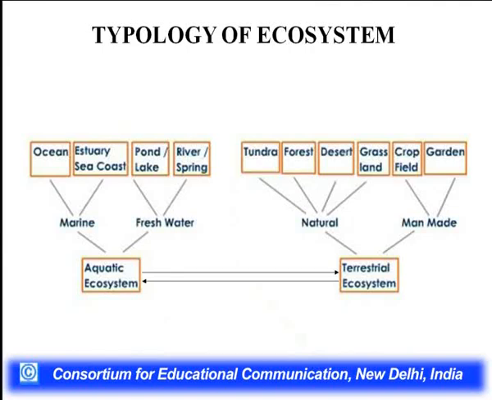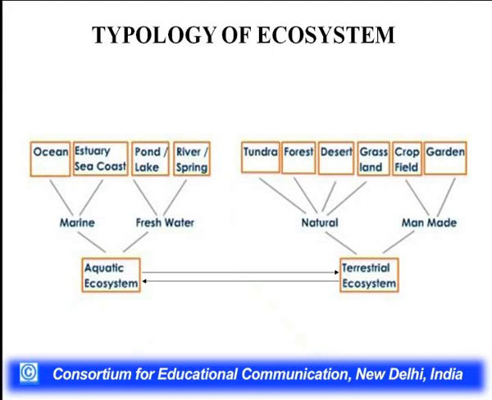Now, typology of ecosystem, how we can elaborate a little bit on this. First, I would like to take the aquatic ecosystem. We can divide it into two categories, marine and freshwater. Again, marine like an ocean, an estuary and the sea coast, and freshwater: pond, lake, then a spring, river, these are the three.